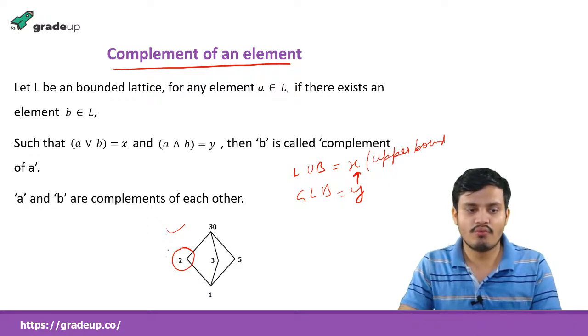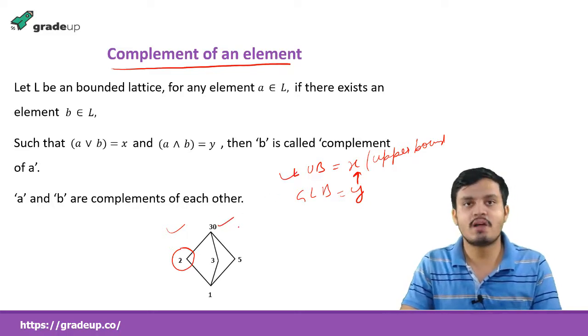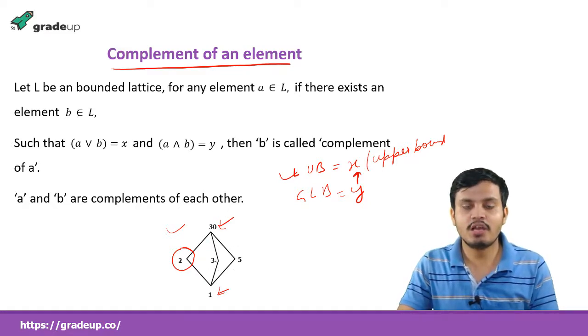Okay, so I have element 2. Now try to find an element such that their LUB will be 30, because I can clearly see that 30 is the upper bound and 1 is the lower bound. And now I want to find another element for 2 such that their LUB will be 30 and GLB will be 1. Okay, so if you see that here 2 is there, if I pick 3, then yes, LUB will be 30 and GLB will be 1. So I can say that 3 is the complement of 2.